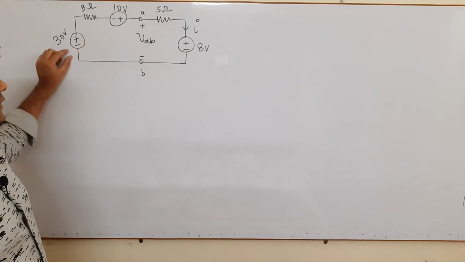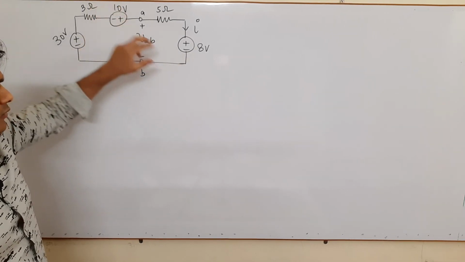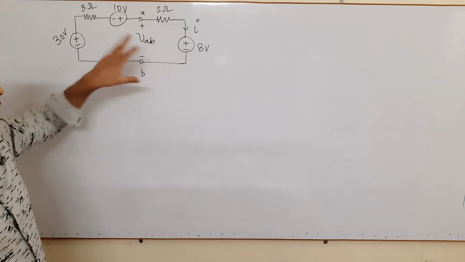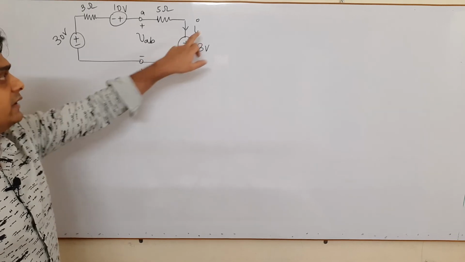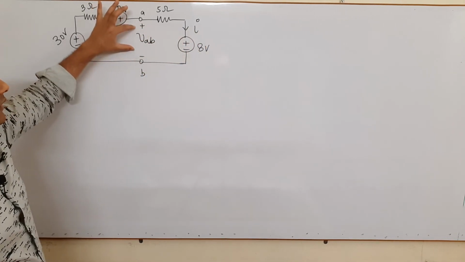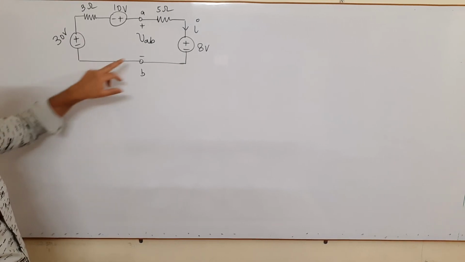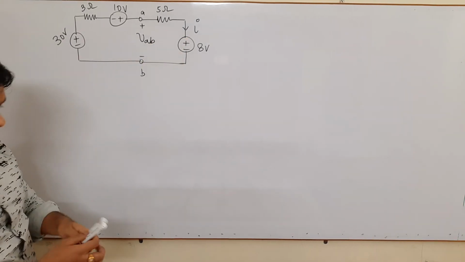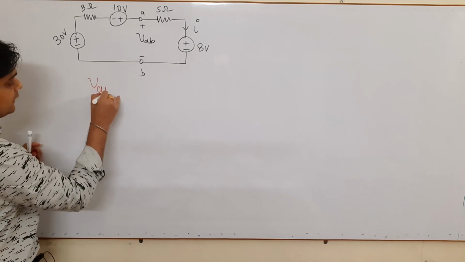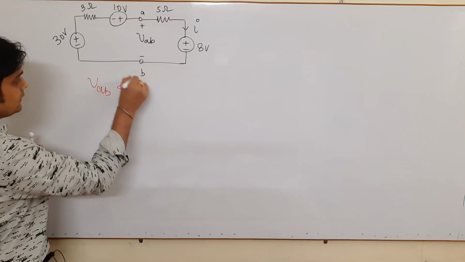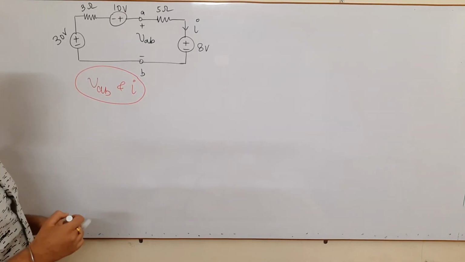Here this is the voltage 30 volt, this is 10 volt, this is 8 volt, and here is the voltage VAB. This question was asked in GATE, and not knowing the year, but yes, this question was asked in GATE. You have to find the value of I, but here I will take some value of VAB also. So here you have to find the value of VAB and I. These two parameters you have to find in this problem.